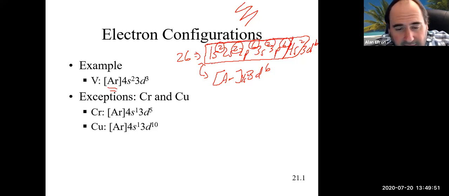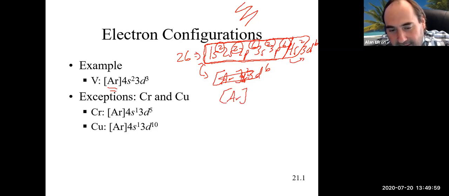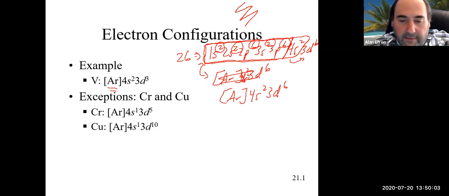Let's get a calculator and try that again. There we go. So this guy would be out with this guy. There we go, 4s2. Let's try that again. Argon, 4s2, 3d6. There we go. We'll grab the calculator next time.